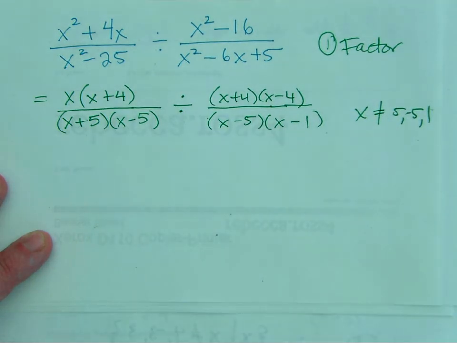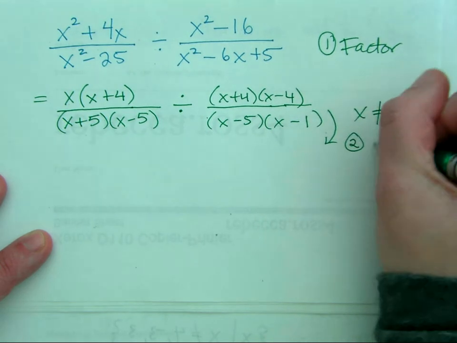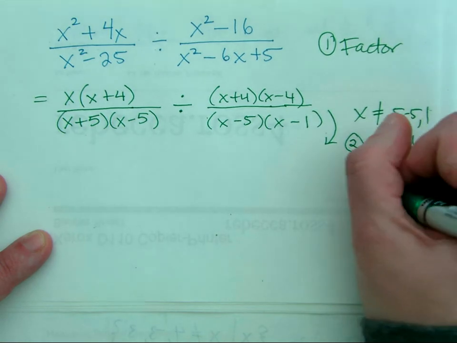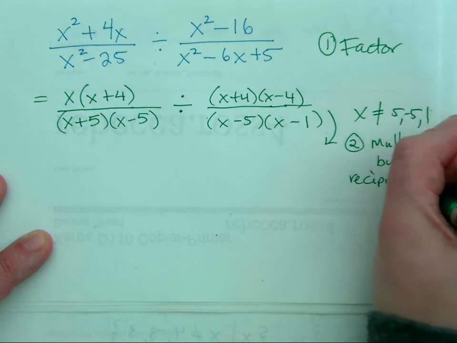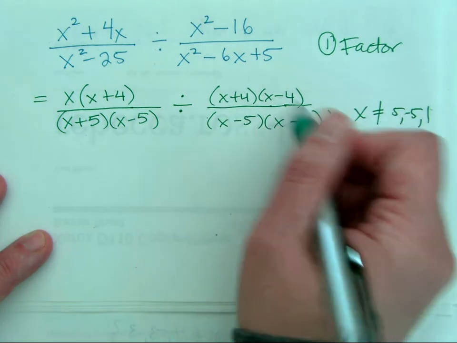Okay, now what's going to happen when we divide fractions? What's the idea? How do we divide fractions? So step 2 is we multiply by the reciprocal. And so I'm going to flip the second fraction.